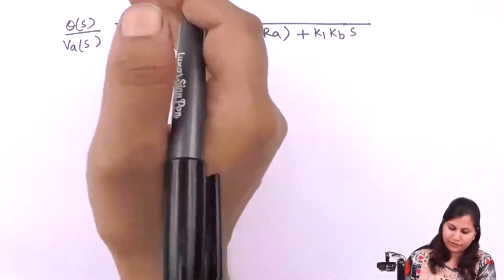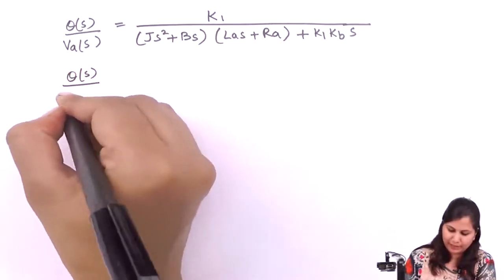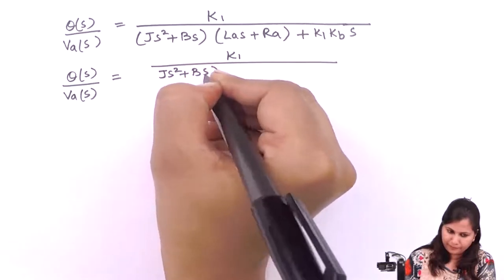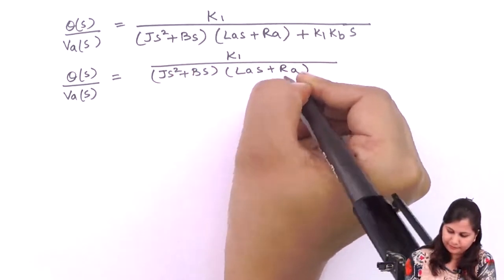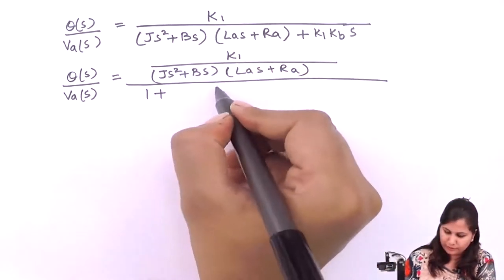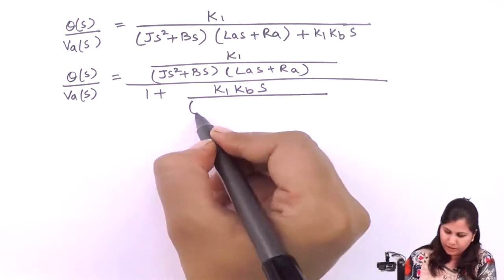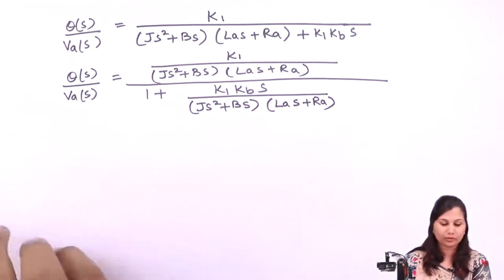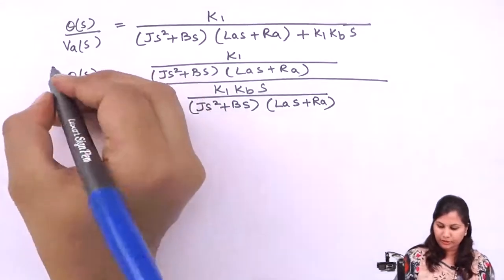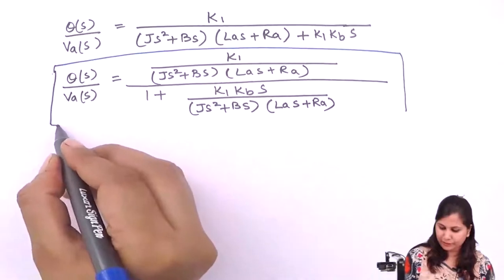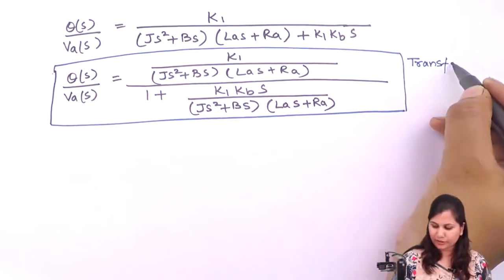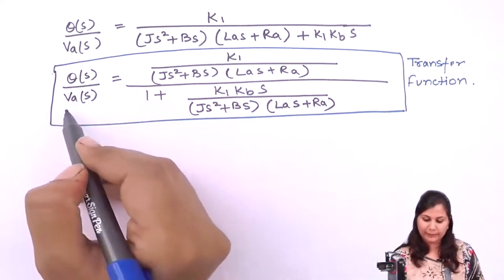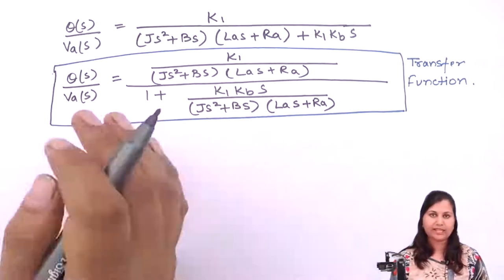Now to form the transfer function, let's simplify it further. We have theta S by VAS equal to, first put the term 1 upon (LAS plus RA), and then divide this whole term by 1 plus K1 KBS S upon (JS square plus BS)(LAS plus RA). Okay, so this we have obtained here, the relationship between theta S and VAS, and this is the transfer function because it is the ratio of the Laplace transform of the output and the input. Output is the angular displacement or angular movement of the shaft, and VAS is the input voltage.